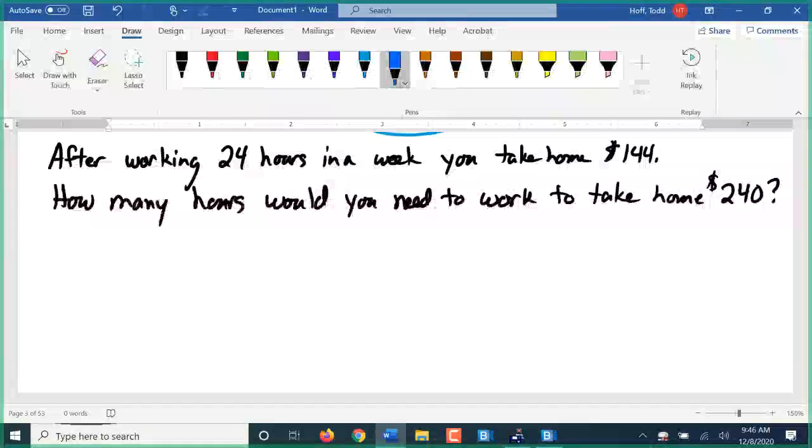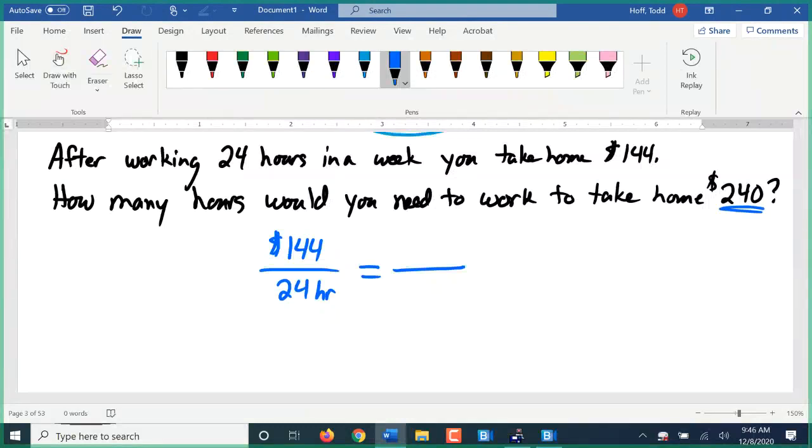So we can set up this rate however we want to. We can put hours on top and dollars on bottom, or dollars on top and hours on bottom. It really doesn't matter. Typically with rates, we're used to putting anything related with time as the second number, as the bottom number. So $144, 24 hours. Notice that there are units in here because this is a rate. We're comparing 2 things with different units or different labels. On the other side here, we have $240.